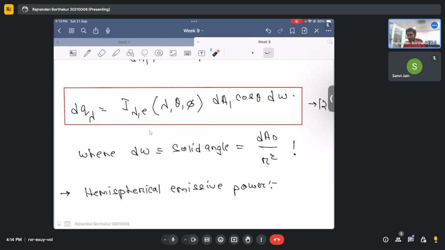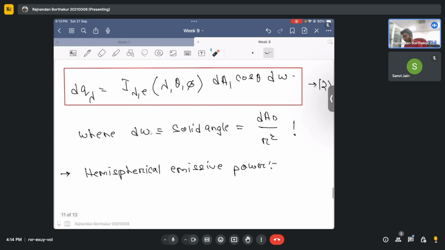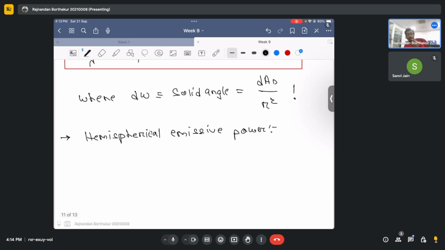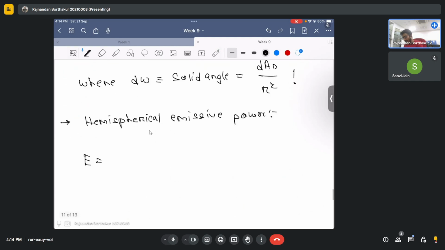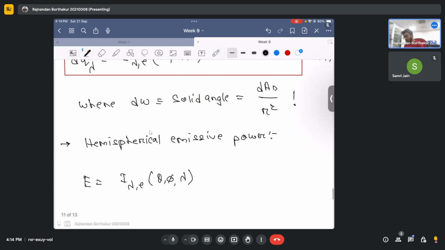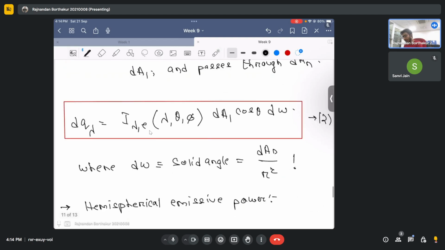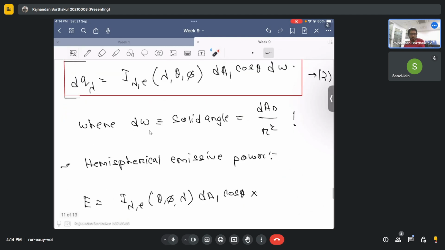Then I can tell you that this spectral emissive power is called the spectral hemispherical emissive power, typically because we are calculating it on the hemisphere. We will denote it as E, and this is equal to the intensity of radiation I lambda,e, which is a function of theta and phi, and of course of lambda, times dA1 cos theta times d omega. Now can you tell me what will be this d omega, because now it's a hemisphere?